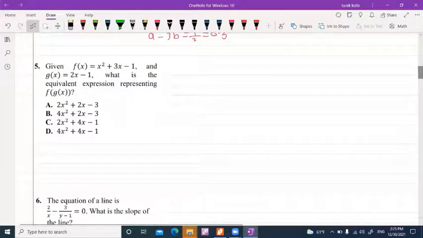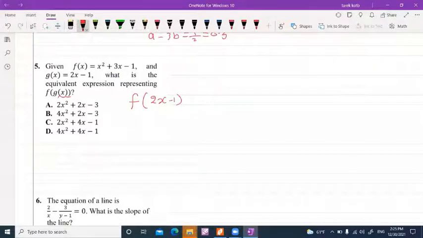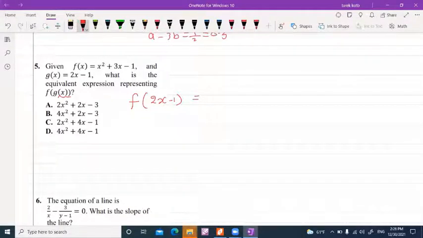Number 5, given f of x equals x squared plus 3x minus 1 and g of x equal to 2x minus 1, what's the equivalent expression representing f of g of x? f of g of x means the composite function of f and g. So what's g of x? g of x equals 2x minus 1. I replace the g of x by 2x minus 1. How can I get f of 2x minus 1? Replace the x here in the first equation by 2x minus 1.